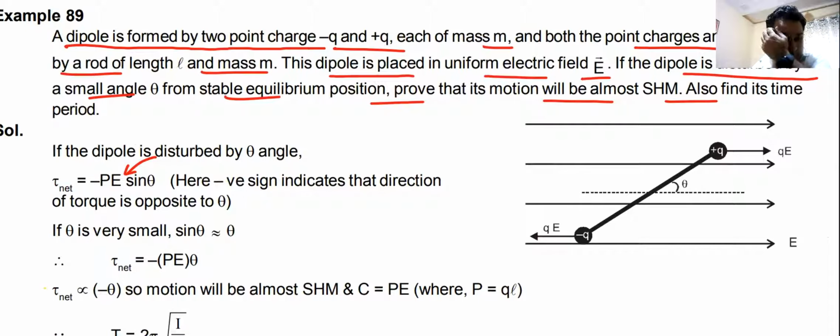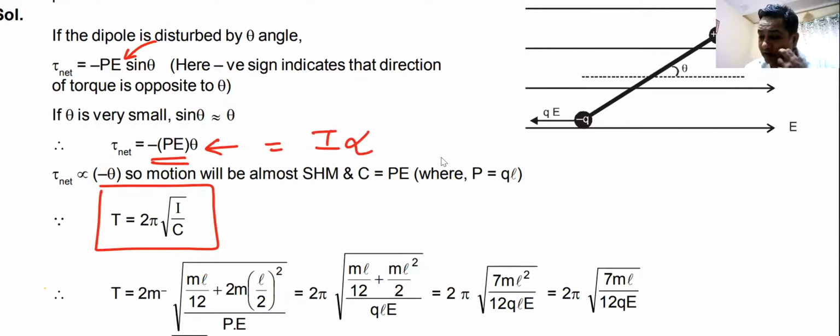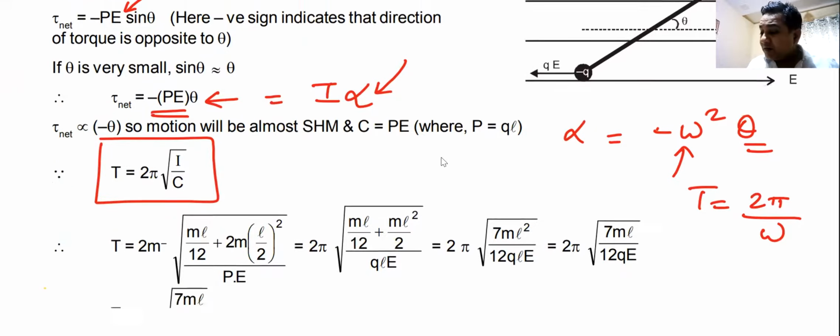minus P E sine theta. For small angles, you can call it minus P E theta. Minus only indicates that if you rotate it like this, it will come back like this. If you rotate it like this, it will come back like this. So it is a restoring torque. This torque will be equal to the total moment of inertia multiplied by alpha. From here you can find the value of alpha, and if you can show that alpha is minus omega square times theta, whatever the constant is becomes omega. From there you can find the time period, 2 pi by omega.